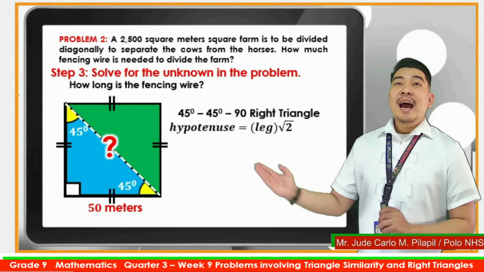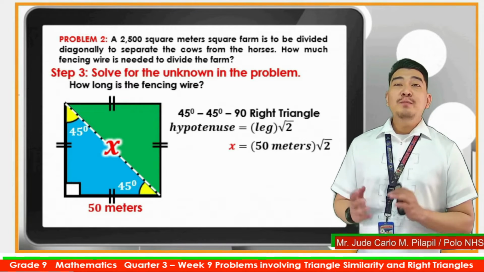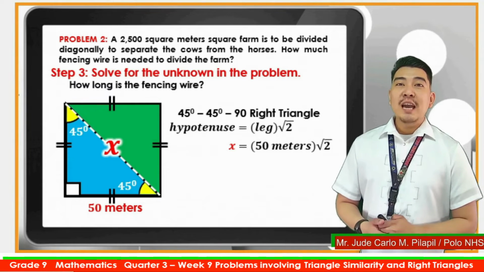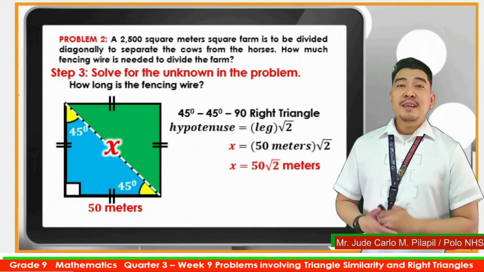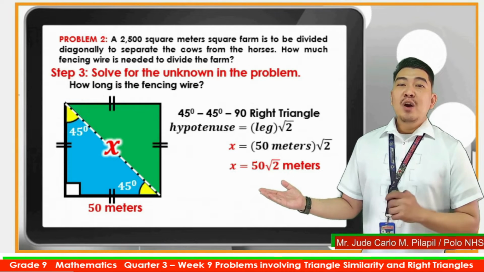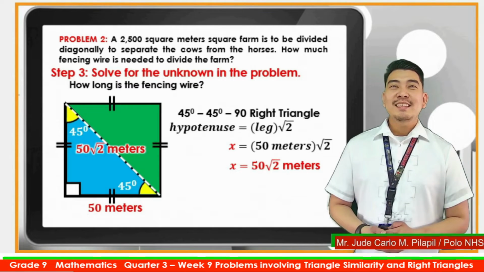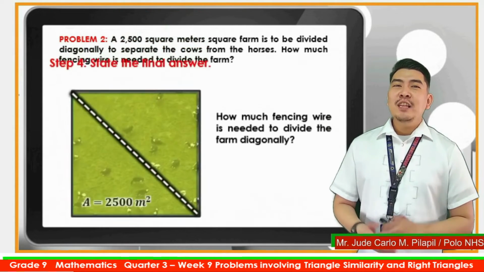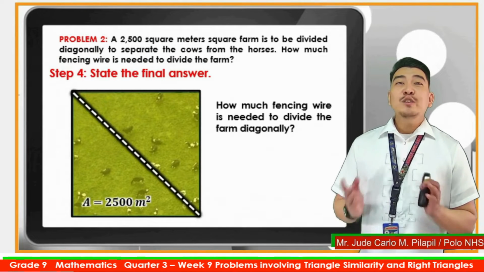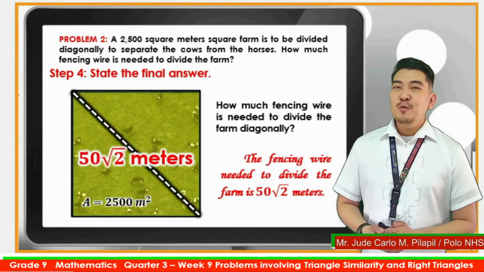Let us represent the hypotenuse as x. Upon substitution, we will obtain the equation x is equal to the quantity 50 meters times square root of 2. By multiplication, we have the final answer as 50 square root of 2 meters, which is the length of the diagonal of the given square farm. To answer the question on how much fencing wire is needed to divide the square farm diagonally to separate the cows from the horses, it is 50 square root of 2 meters.